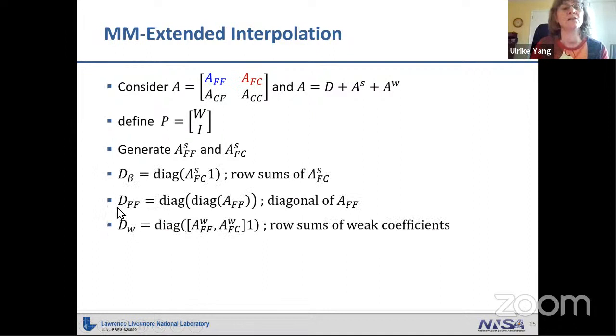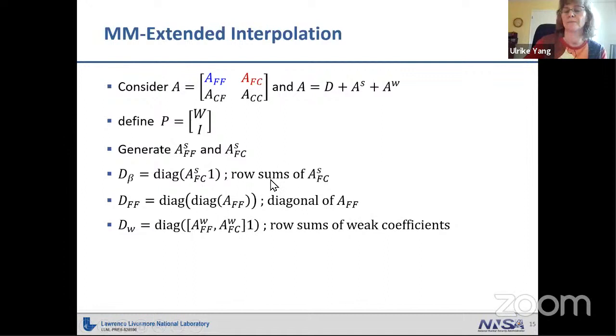And then you can also define some diagonal matrices, very simple ones. D beta is just the row sums of your AFC^s, the strong portion of here. DFF is your diagonal of AFF. And then DW is the row sum of all the weak coefficients across here.